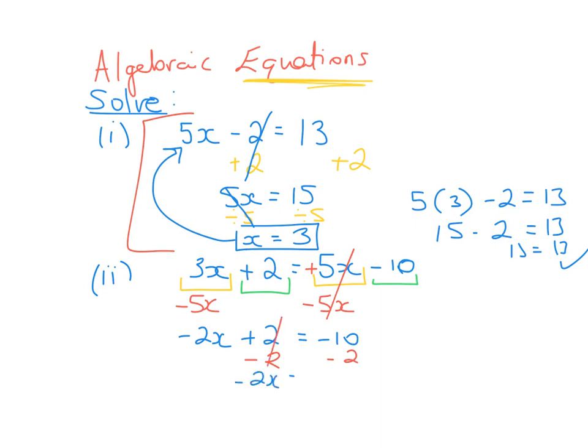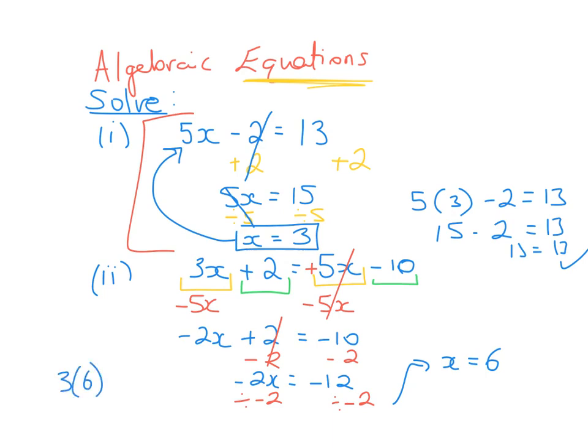I'm left with minus 2x is equals to minus 12. And then we need to get rid of the minus 2 that's multiplying by the x. So the opposite of multiplying by the x is dividing. So we're going to divide both sides by minus 2, and therefore we get an answer that x is equals to 6. And we can do another check by adding that into our question.